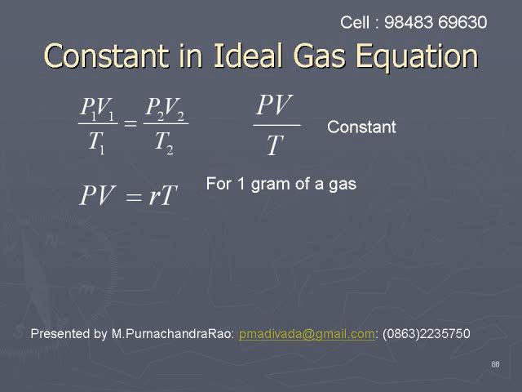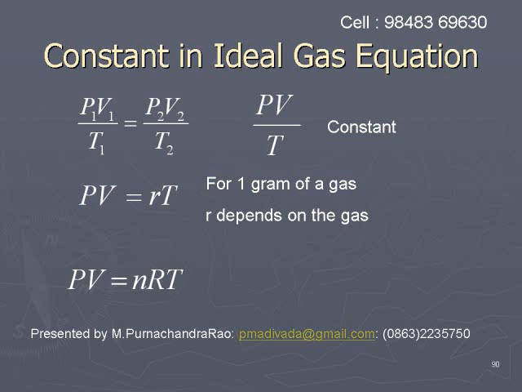If we take PV is equal to small r into T, the value of small r depends on the gas. Here V is the volume of 1 gram of a gas and r depends on the gas. Small r is the gas constant. Here V is the volume of 1 gram of a substance and small r depends on the gas.